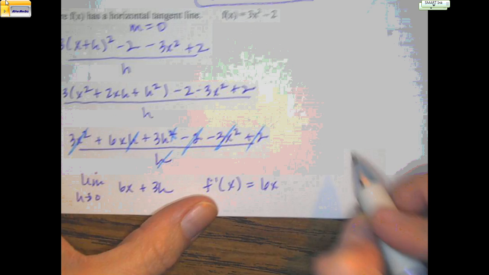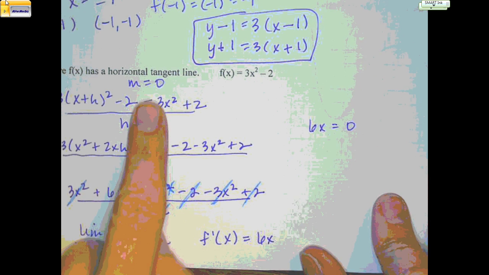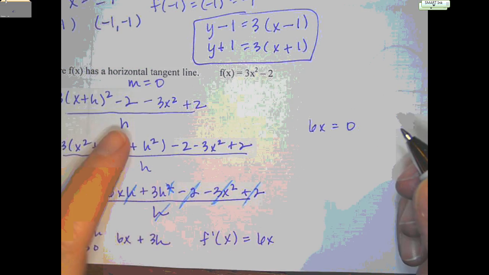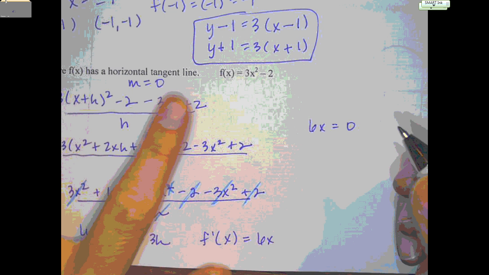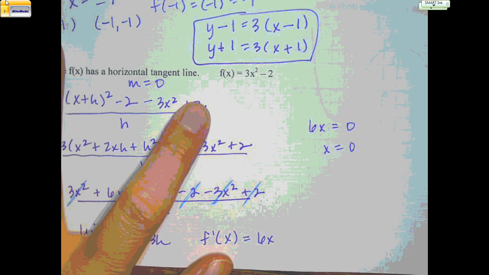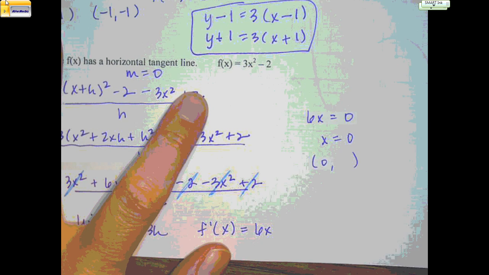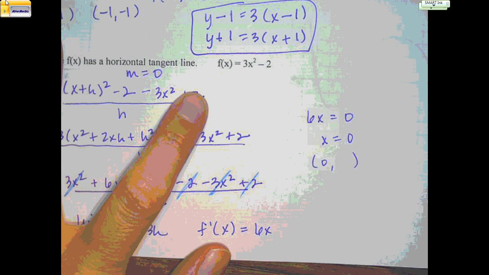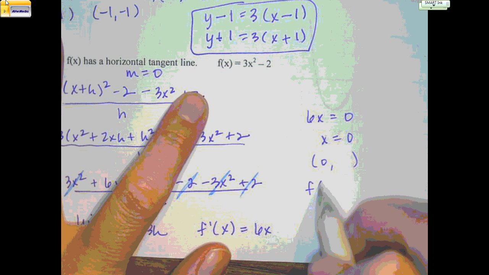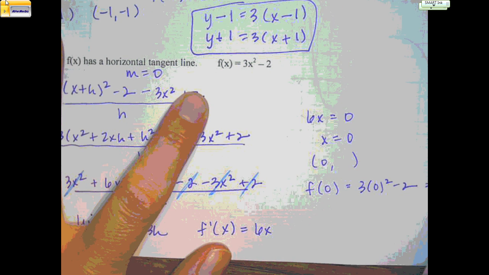All right, we need 6x to equal 0, because that's the slope that we're supposed to find here. So, where is the slope 0? At x equals 0. At 0 comma something, how do you get to something? Plug it in. Where do you plug it in? The original function. So f at 0 is 3 times 0 squared minus 2. So negative 2.